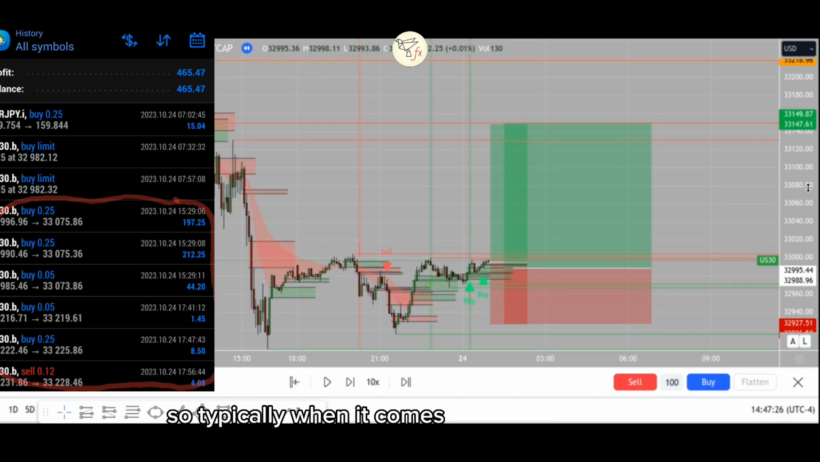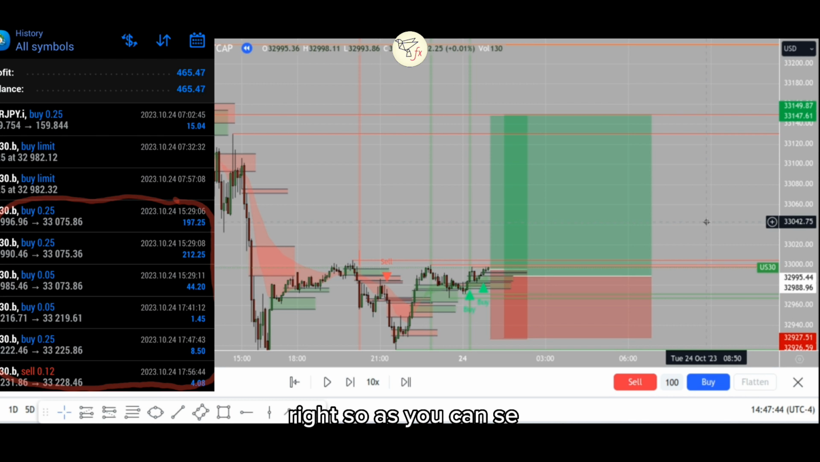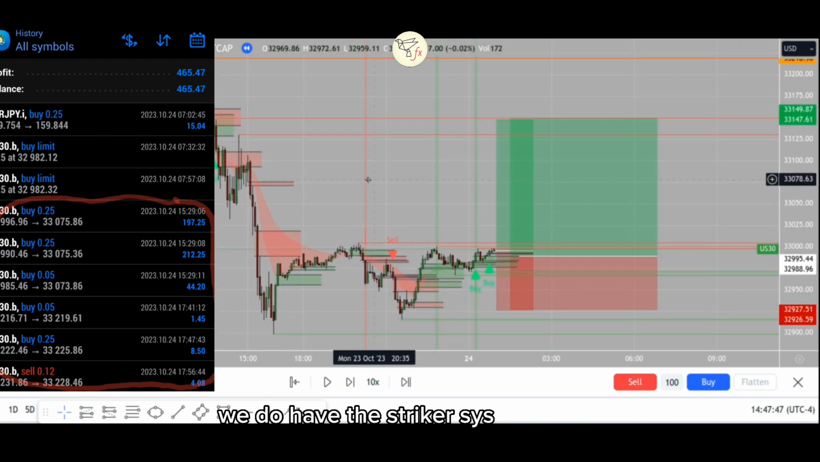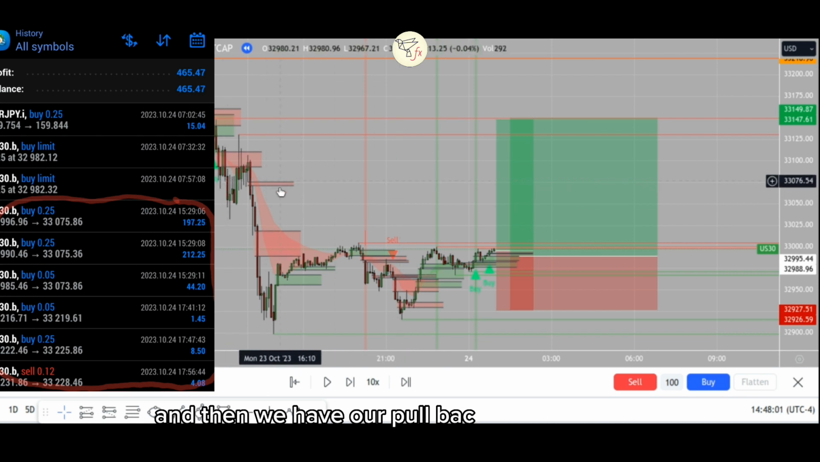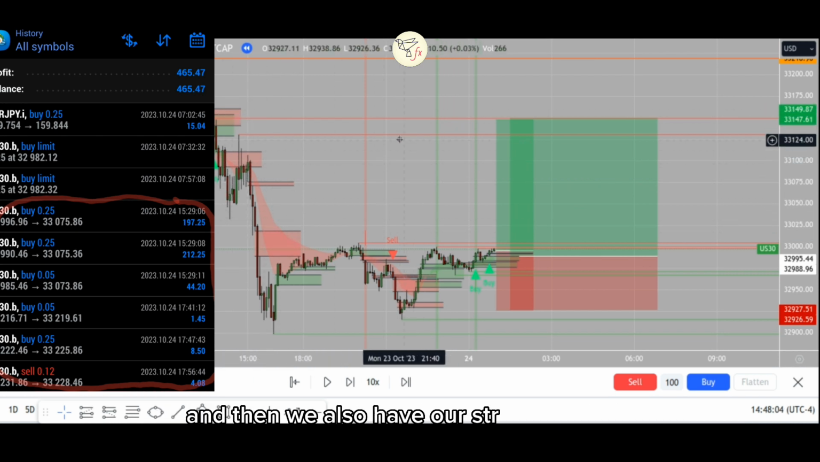So typically when it comes to our live sessions over here at AJTFX and Pipit FX, we like to keep it simple and sweet. For these setups for our trading system, we typically look for very simple moves in the market, right? As you can see, we have the striker system. It's this vertical line that shows you selling or buying momentum or bias in the market. Part of our trading system also, we have our pullback zones, and then we also have our structure levels that we use for our one-on-one strategy.